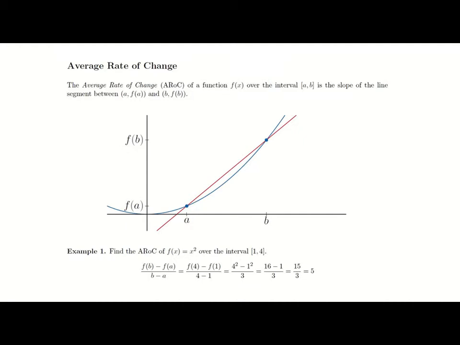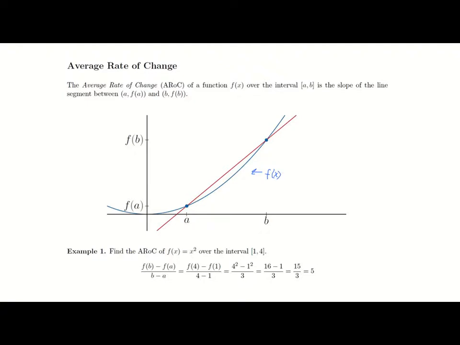The average rate of change of a function f of x over the closed interval a to b is the slope of the line segment between (a, f of a) and (b, f of b). What that means is that we have some function, f of x, which in this picture is drawn in blue.